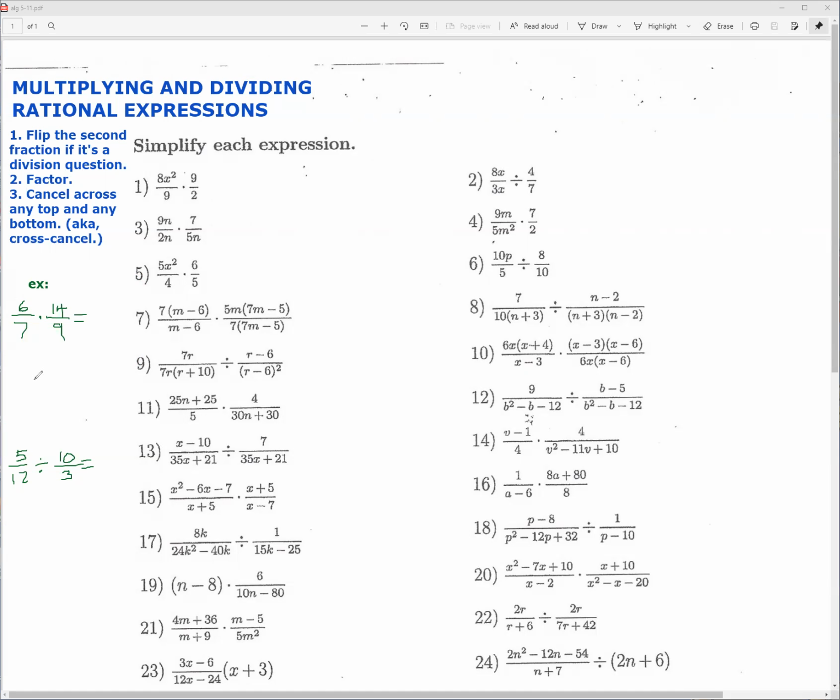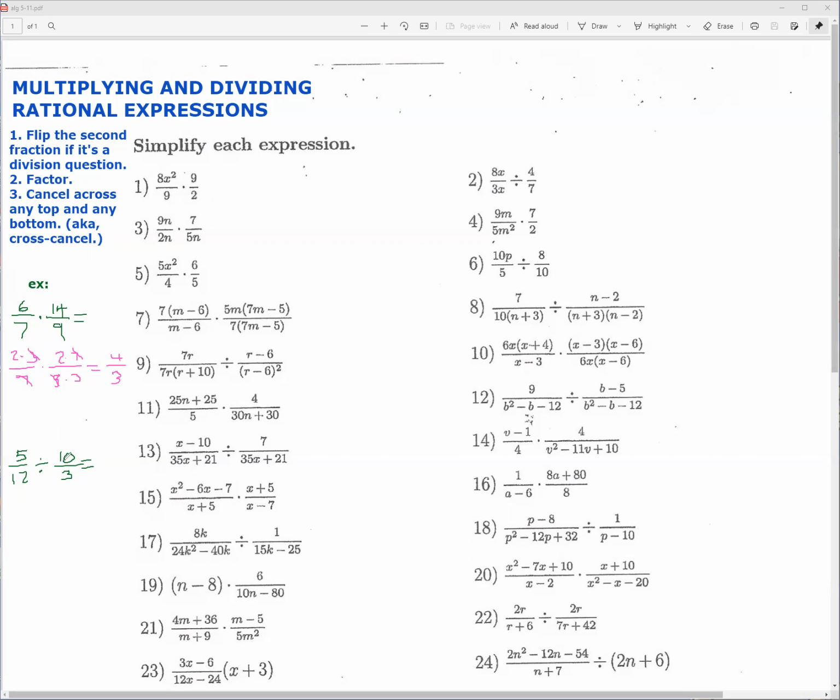But we're going to start with 6 sevenths times 14 over 9. So what I want to think of is 6 is 2 times 3. 14 is 2 times 7 over 7 times 3 times 3. And now what can we cancel? Well, we've got a 3 in the top and bottom that cancels. We've got a 7 top and bottom that cancels. And then we say what's left? 2 times 2 over 3.